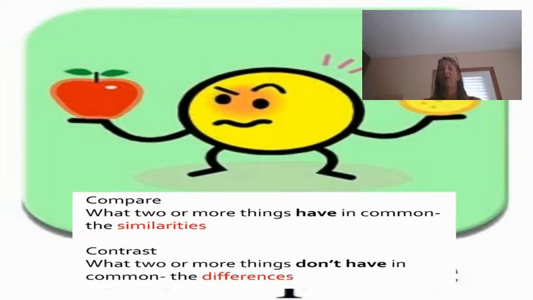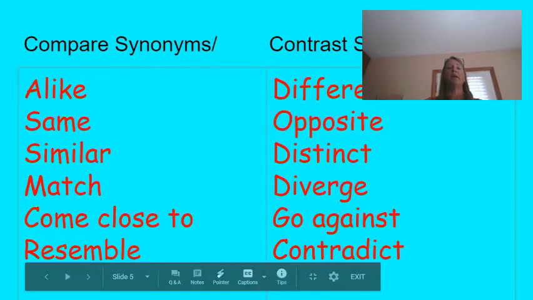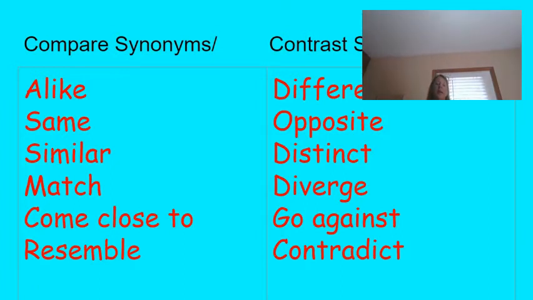So when you compare, you're looking at what two or more things have in common. How are they similar? How are they the same? When you're contrasting, of course, you're going to talk about how they're different or what they don't have in common. Compare synonyms: when things are alike, they're the same, they're similar, they match, they come close to, they resemble. Contrast synonyms: when things are different, they're opposite, they're distinct. What characteristic makes them distinct from other things? When they diverge, that means separate, go against, or contradict.